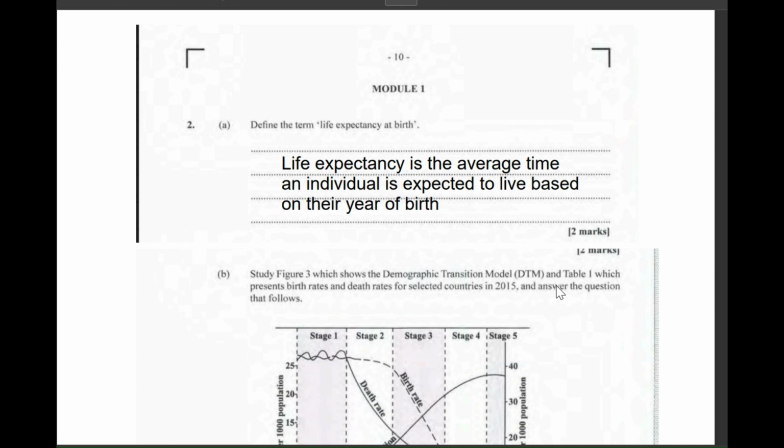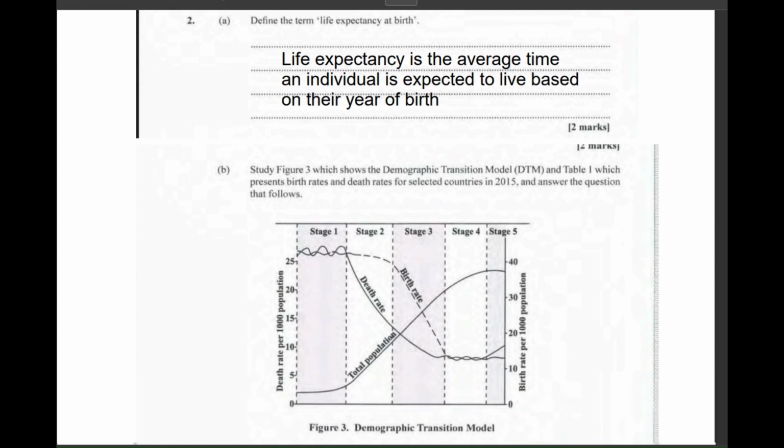This is 2 marks. Once you're able to define life expectancy, which is the average time an individual is expected to live based on their year of birth, that's 2 marks for you.